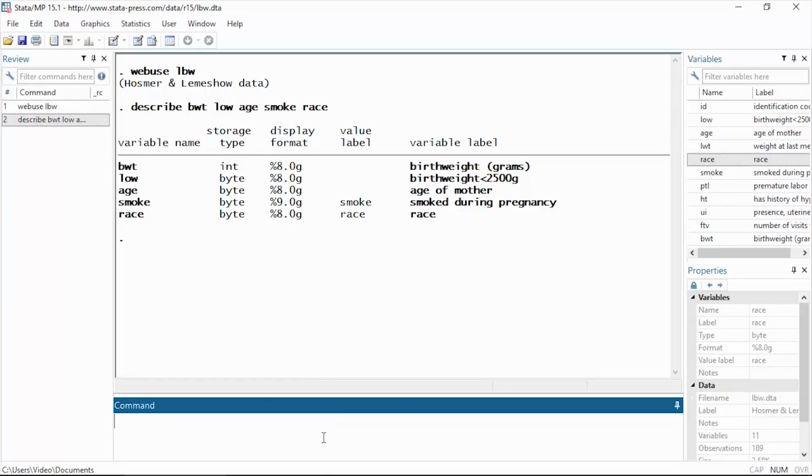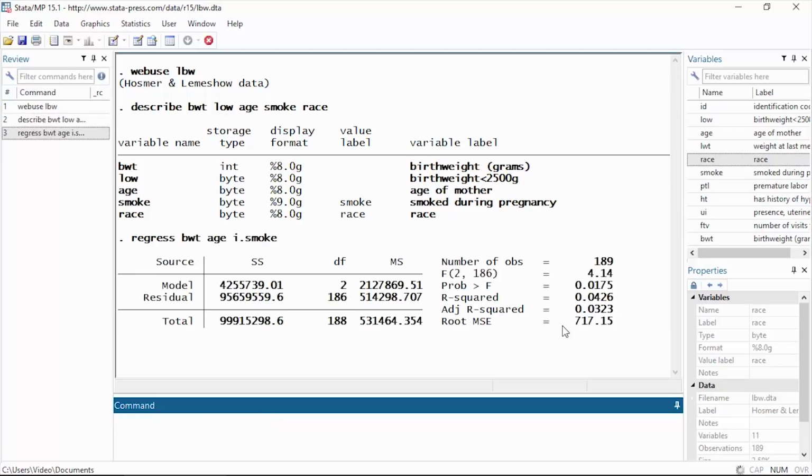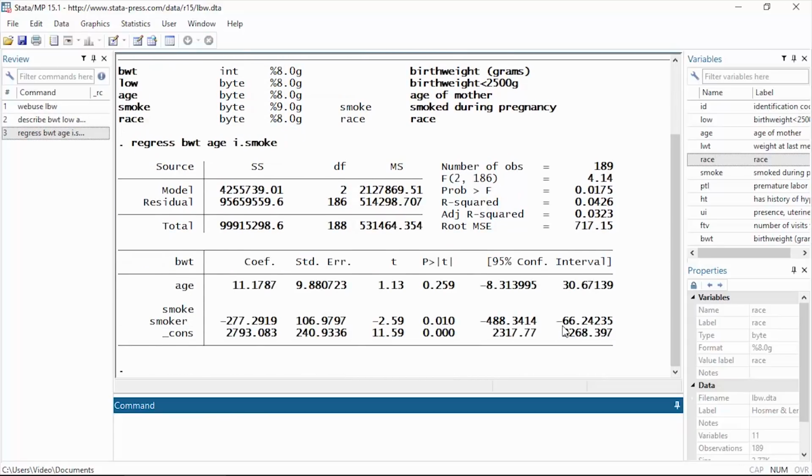So I'm going to be using the Hosmer and Lemeshow low birth weight data. So let's say that I want to fit a regression model for birth weight, which is continuous, and I would like to include age and smoke. Whoops, I have to spell smoke correctly here. So Stata fits my model, and I could interpret this in the usual way.